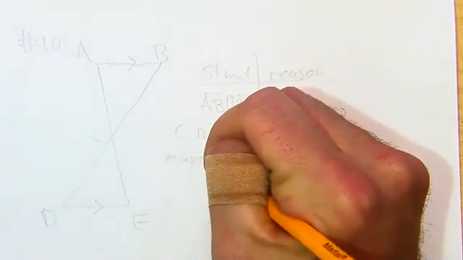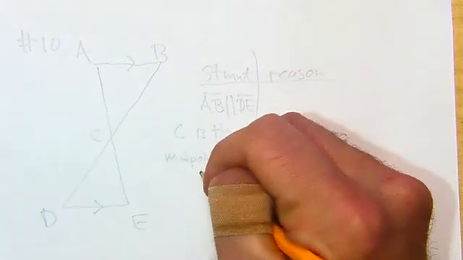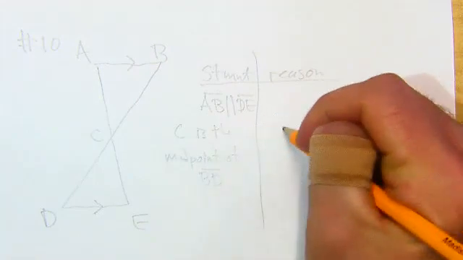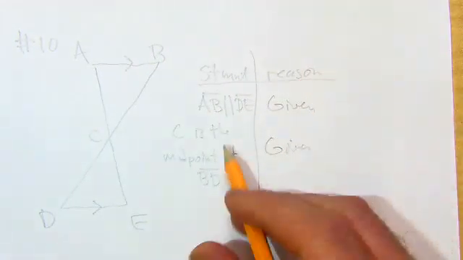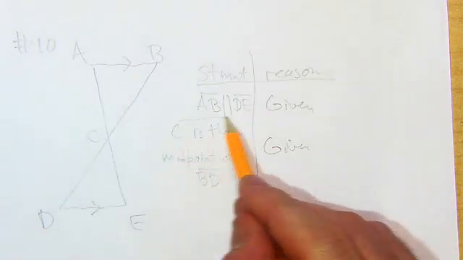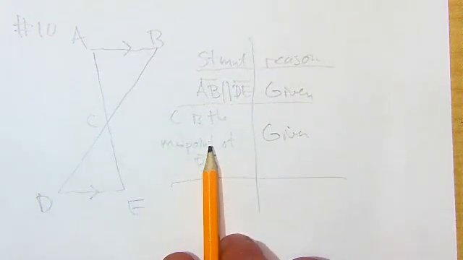Write this in your proof, even though it's not really telling you congruence quite yet. You still need to include this in your proof for credit. So those things are given. C is the midpoint. I can't mark anything from that yet because I still need to write the congruence. So what do I know based on this?